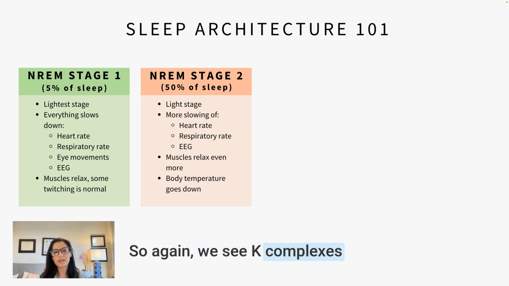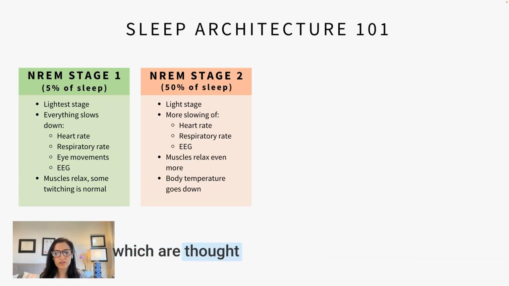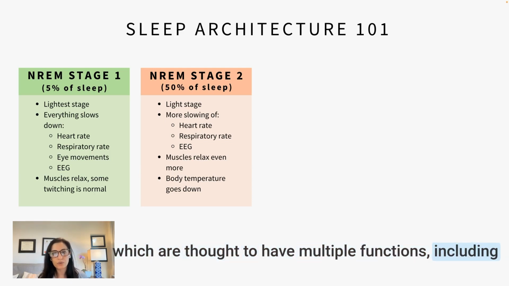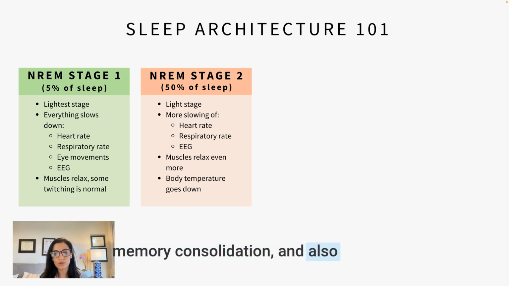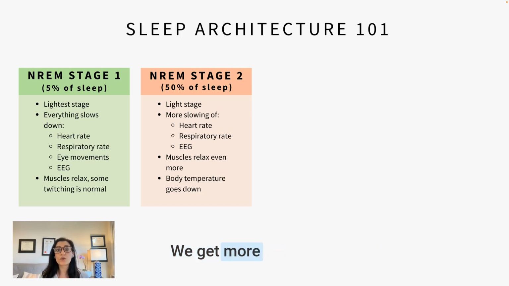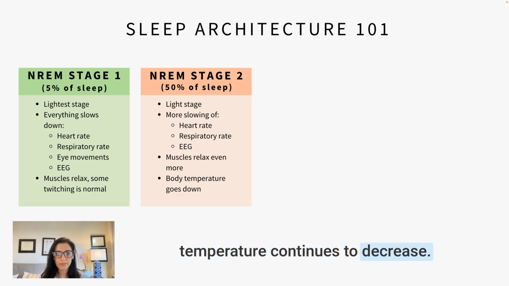Again, we see K complexes and sleep spindles, which are thought to have multiple functions, including memory consolidation and also maintenance of sleep. Stage 2 non-REM sleep is also considered a light stage of sleep. We get more slowing of the heart rate, of the respiratory rate, more slowing of the EEG, more relaxation of the muscles, and the core body temperature continues to decrease. Stage 2 sleep comprises about 50% of our total sleep architecture.